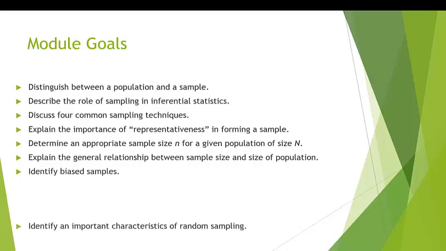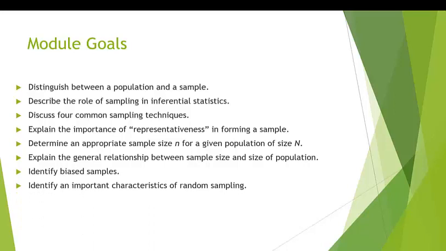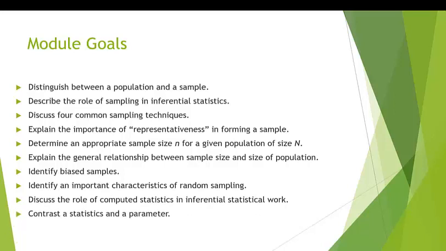Explain the general relationship between sample size and size of population. Identify biased samples. Identify important characteristics of random sampling. Discuss the role of computed statistics in inferential statistical work. And finally, contrast a statistic and a parameter. Should be a singular thing there. So that's what we're going to do in this module.